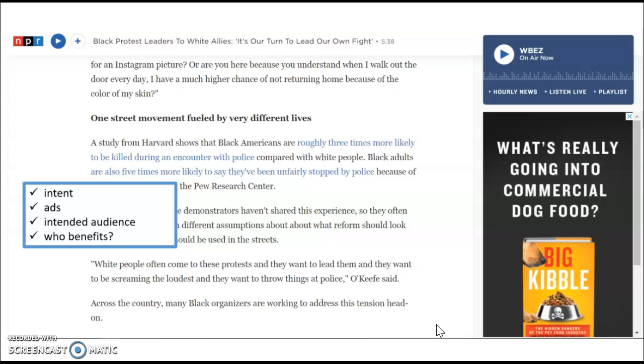Another big piece to pay attention to here is ads and how those ads relate to the topic that you're researching. For example, if you were to research a topic like student loan debt and you came across an article, you're like, oh, maybe I'll use that, but it's littered with ads to try to sell us more debt, we might want to be very leery about the intent there, right?